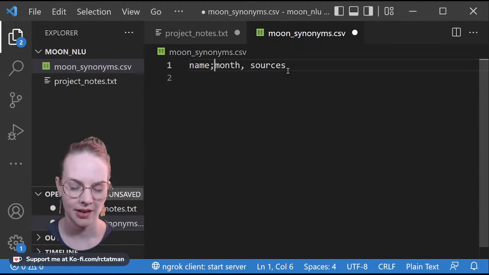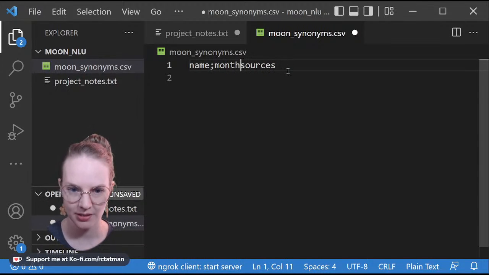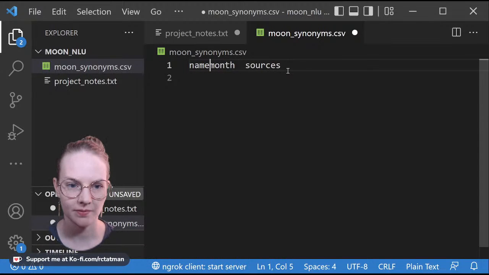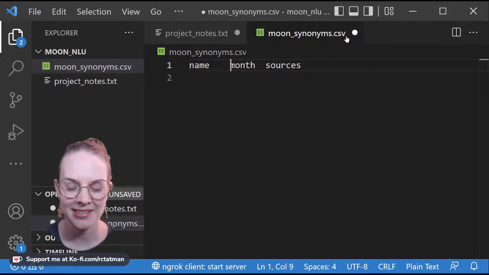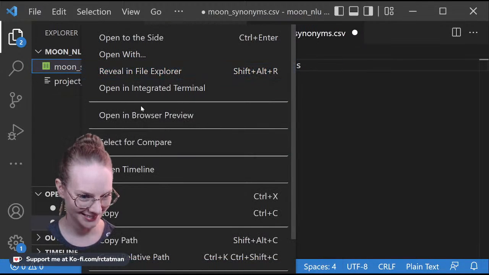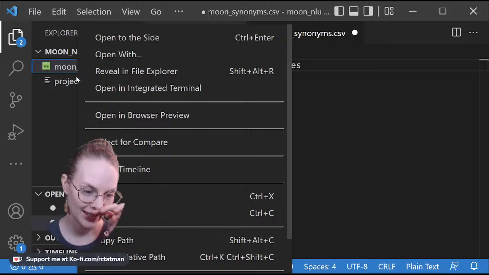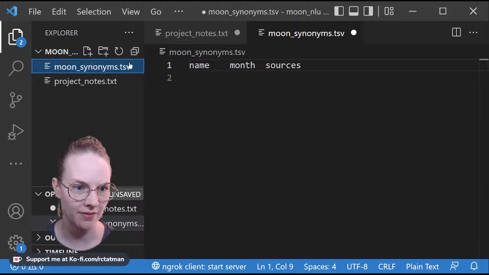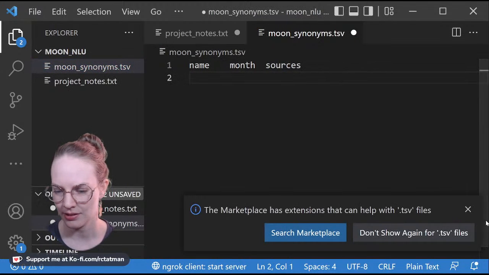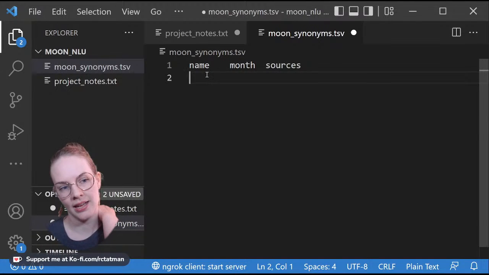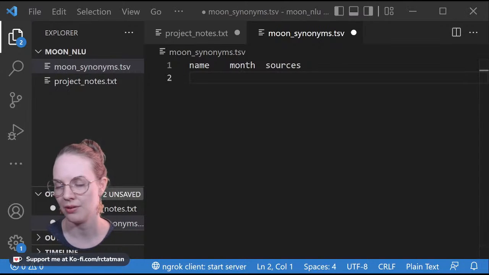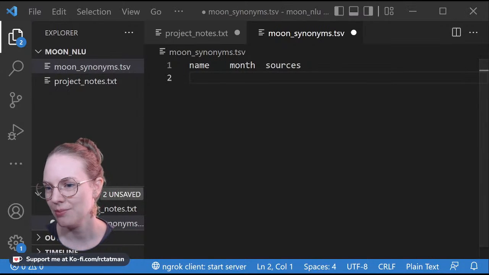And actually, I may have commas in the sources, so let's do a TSV. Rachel, are you writing a TSV raw? Yeah. And the reason I'm doing a TSV, tab separated value, and not comma separated value, is because we're probably going to have commas in sources at some time, so I am okay with that.